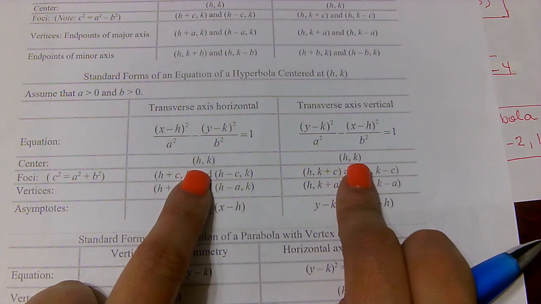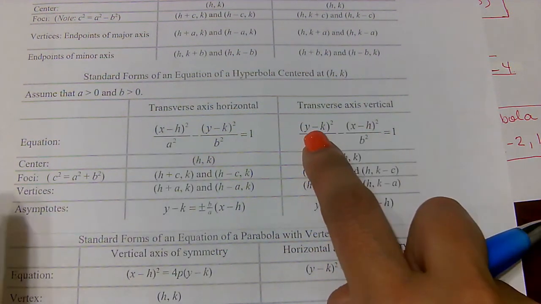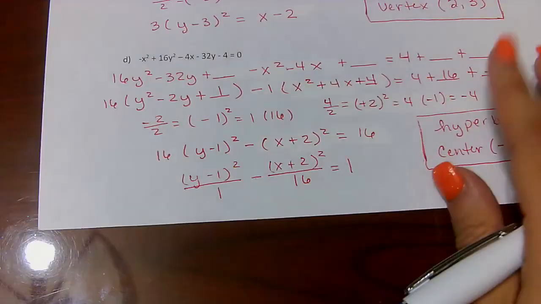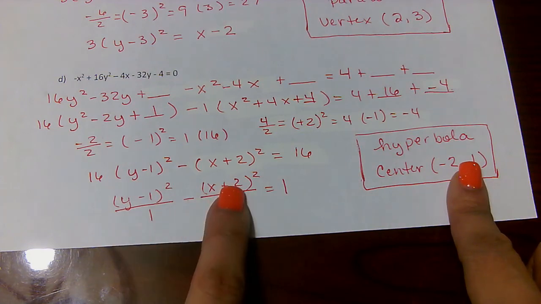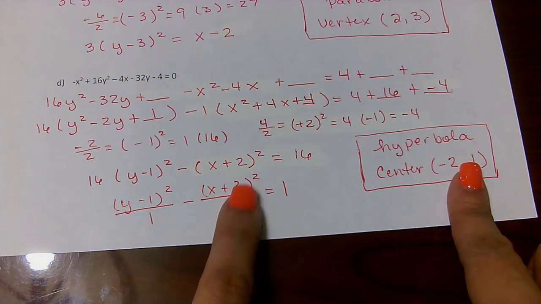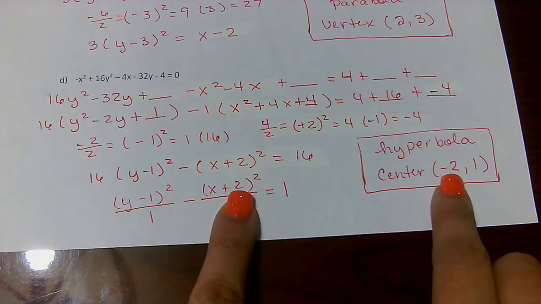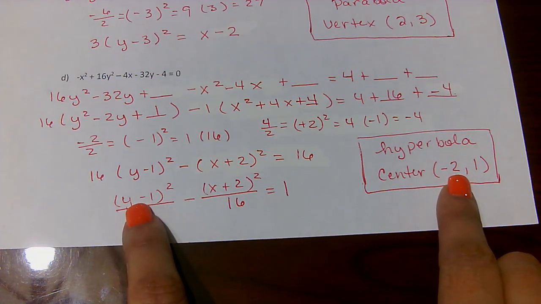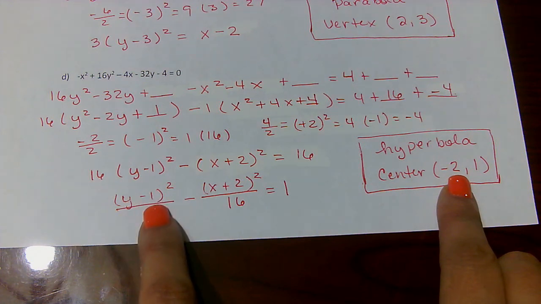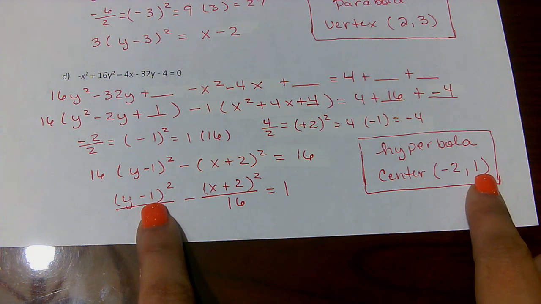Remember, our center is going to be our h and our k, and notice here our h is associated with the x and our k with the y in this equation. So when I'm looking for my center here, I'm going to go ahead and look at my x value first, which is a positive 2. But remember that our equations call for a negative, so I have to take the opposite sign. So our center here would be negative 2. Our y in this case will be a positive 1, since the negative is part of the actual equations themselves. So our center here will be negative 2 and positive 1.